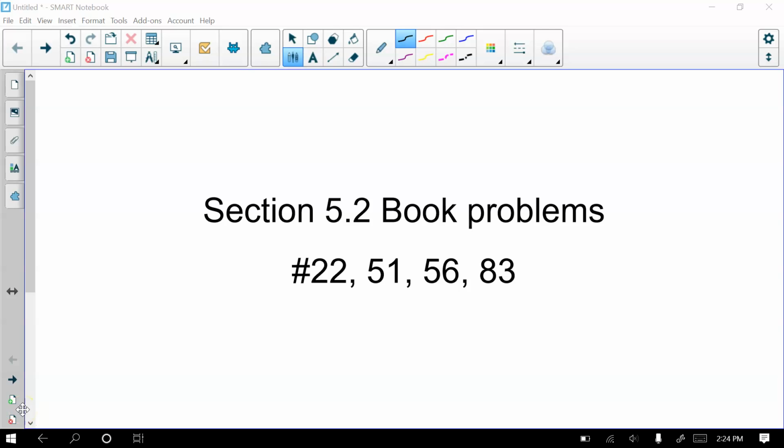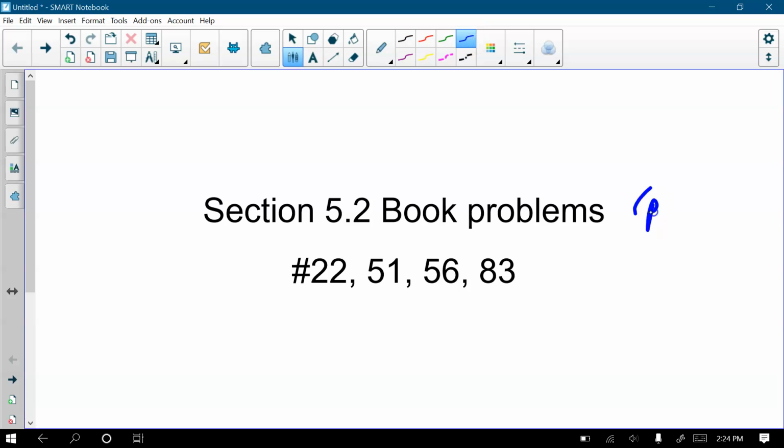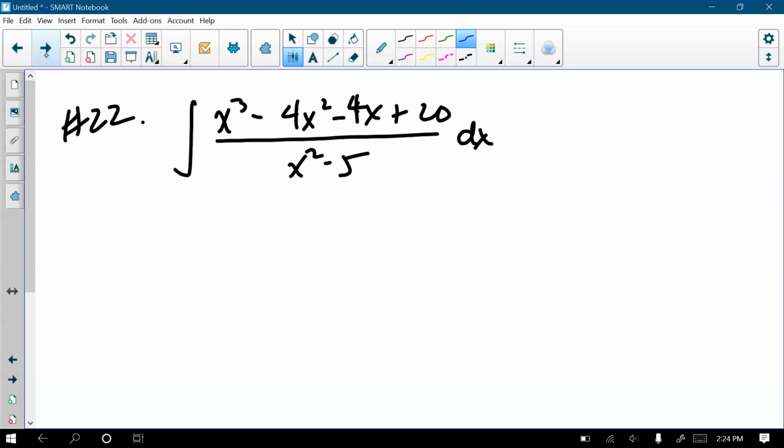All right, here's section 5.2 book problems. This is 5.2 book problems for part 1, just so you're aware. Okay, 22, 51, 56, and 83. Let's get going here. Okay, this one.